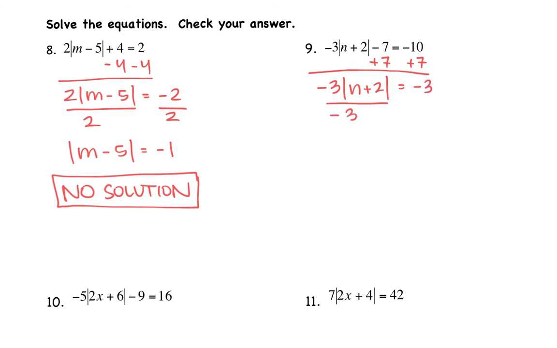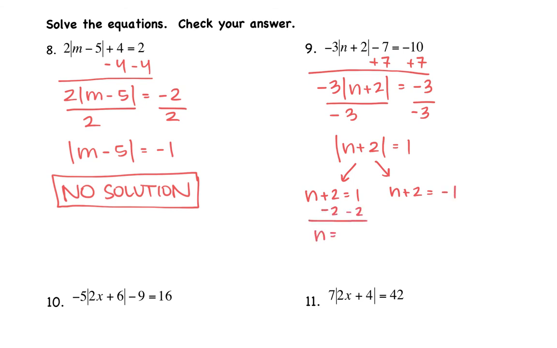Then I'm going to divide each side by -3, and what you're going to see happens is actually our absolute value bars equal a positive number. So this does have solutions. We can now split this into 2 equations. That n plus 2 could equal 1 or -1. On each side, I'm going to start by subtracting 2. So over here, n is -1. Over here, when you subtract 2, n is -3.